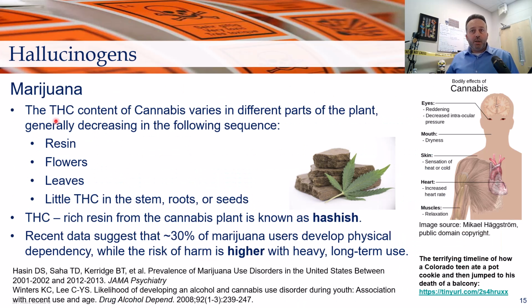The THC content of cannabis varies in different parts of the plant, while the highest concentration is generally found in the resin and the lowest in the stem, roots, and seeds. So the highly concentrated part of the plant, the resin, is usually compressed into these briquettes, blocks, and consumed via smoking.